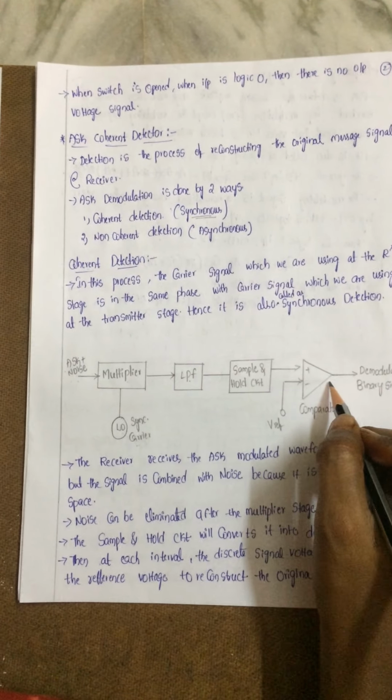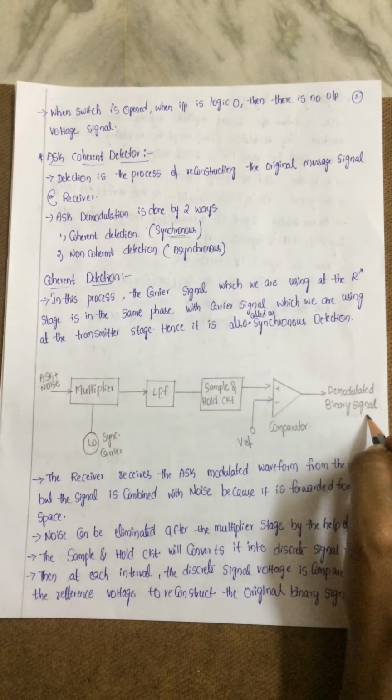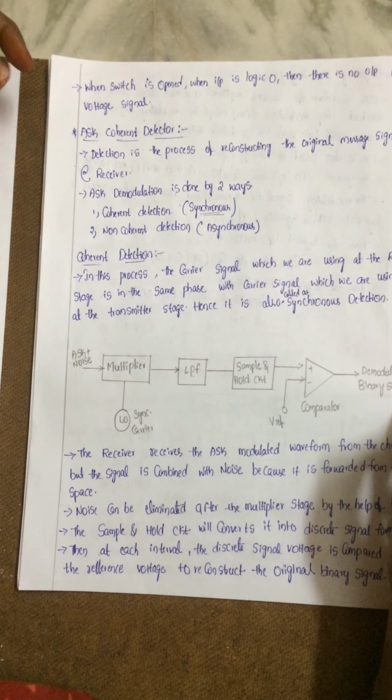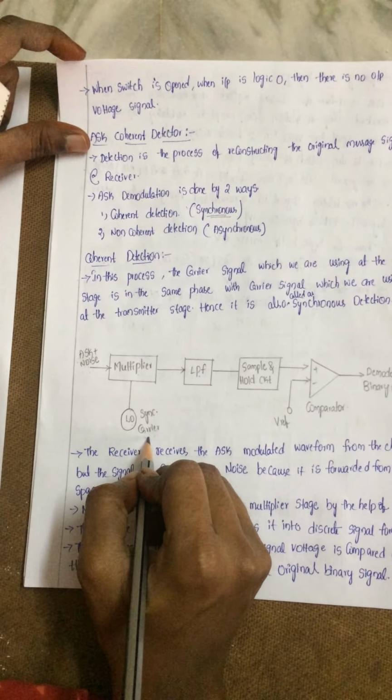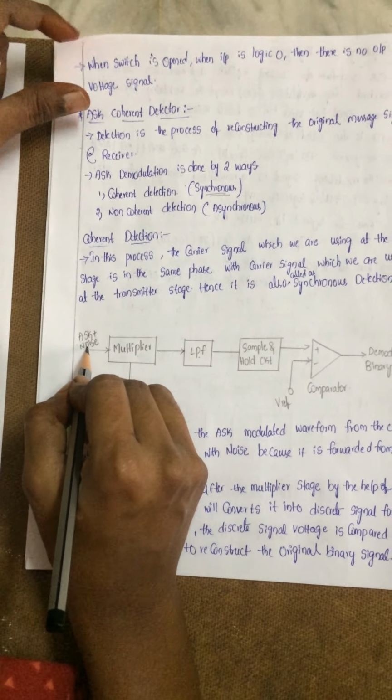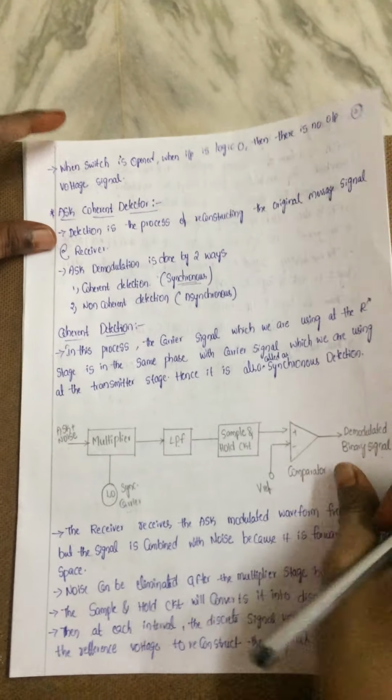That is given to the comparator to eliminate the noise. Then we are getting the signal. This is a simple coherent detection. Why we are calling it synchronous, we have seen already. The carrier here should be similar to the ASK modulated carrier signal. This is the ASK coherent detector.